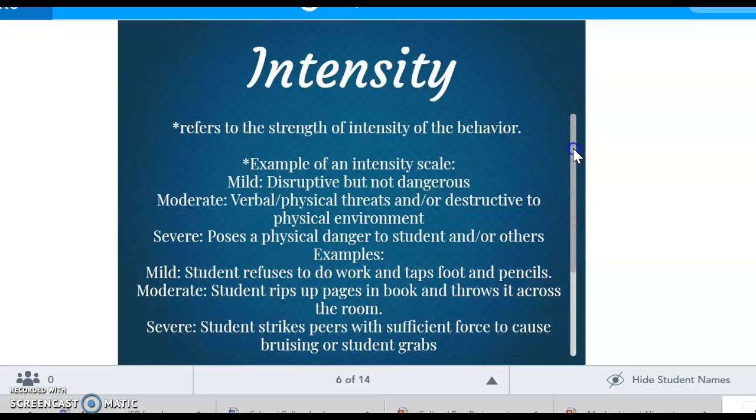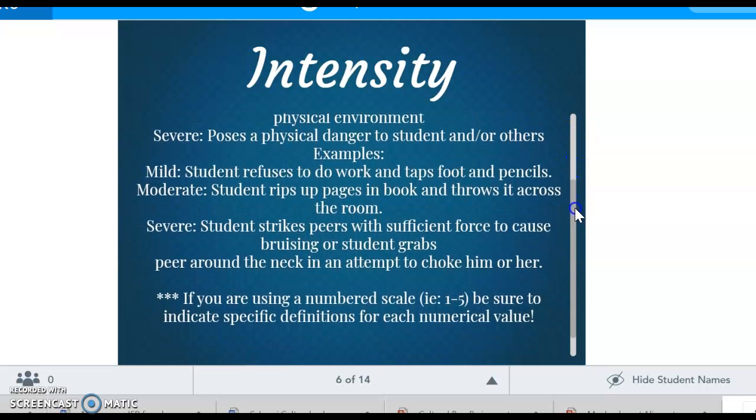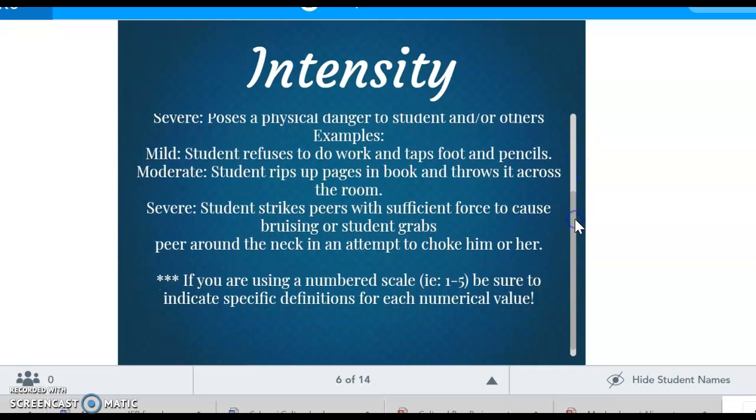Some examples of what that scale might actually look like when defined for a specific student might be mild behavior would be the student refusing to do work and tapping their foot and maybe their pencils. Moderate would be the student ripping up pages in a book and throwing it across the room. And then severe might be the student striking peers with sufficient force to cause bruising, or the student grabbing peers around the neck in an attempt to choke him or her.